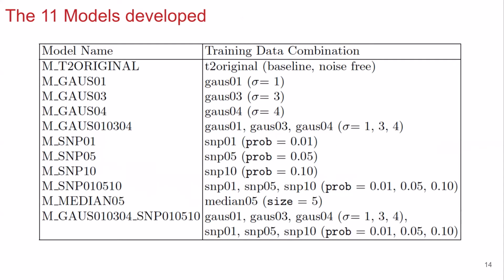This table shows 11 models we trained for this experiment. The left column shows the name given for the model, and the right column shows which datasets were used to train the model. So for example, SMP010510 was trained using 3 salt and pepper filtered image sets, each with probability 0.01, 0.05, and 0.1. Each of the 11 models was then evaluated on 16 held out test sets. The total number of experiments carried out was therefore 176.